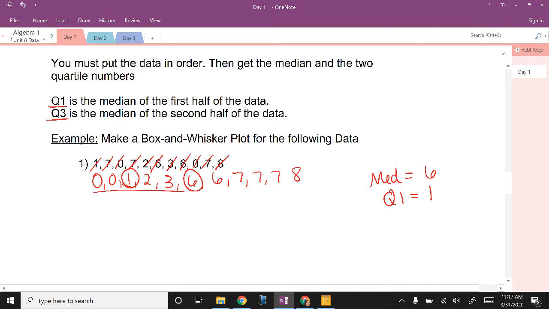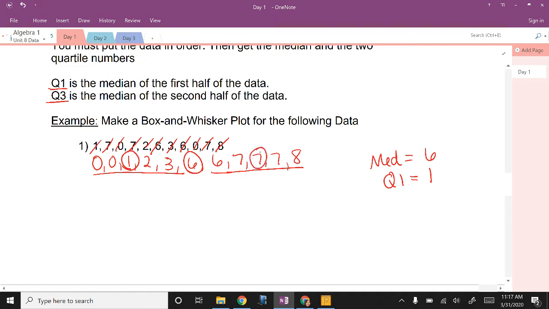Okay. My Q3 is going to be the median of the second half of the data. So the second half of the data are these 5 numbers, 6, 6, 7, 7, 7, 8. And the median of those numbers is this 7 in the middle. So my Q3 number is 7.